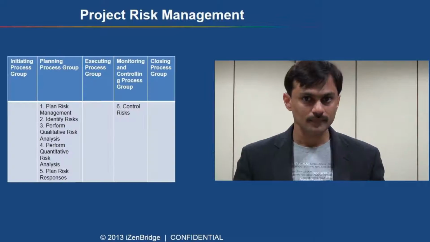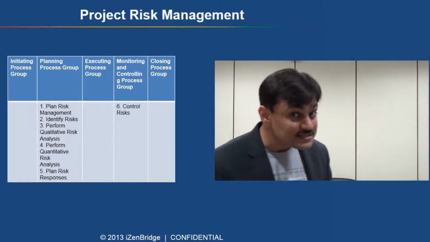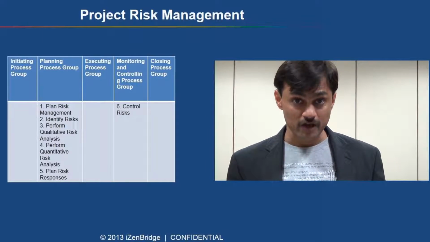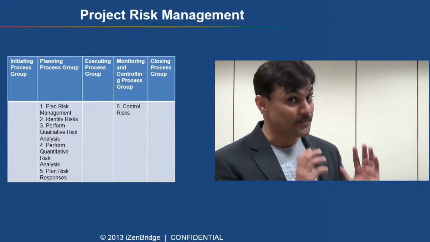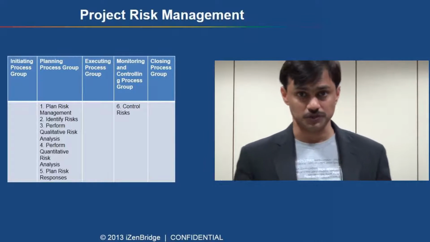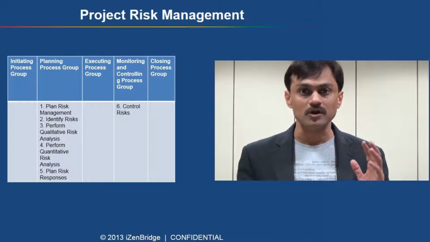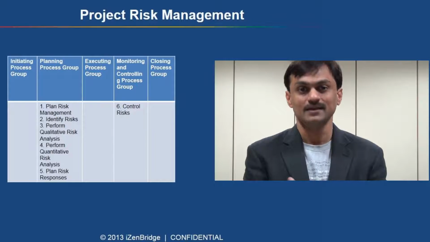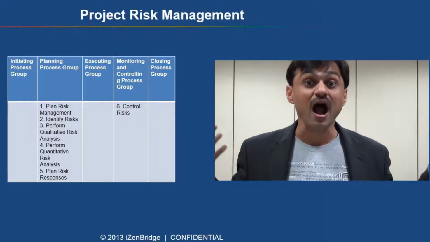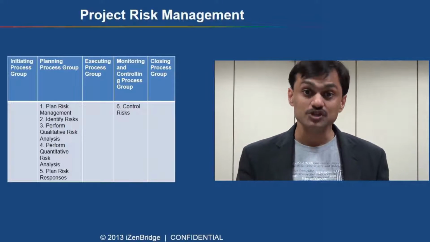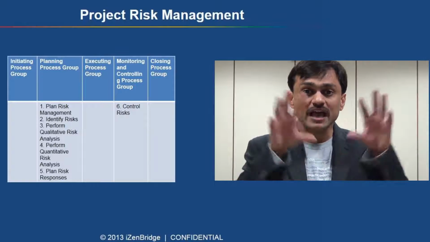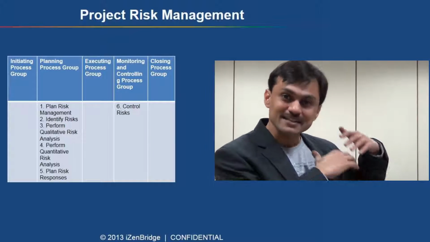Now when we look at processes and process groups in project risk management, we have 5 processes in the planning process group, and we have 1 process in the controlling process group. Now this planning process group starts with first making a risk management plan. We come up with what is our definition of high impact? What is our definition of most likely risk? Those kinds of definitions, those kinds of thresholds we identify in our risk management plan.